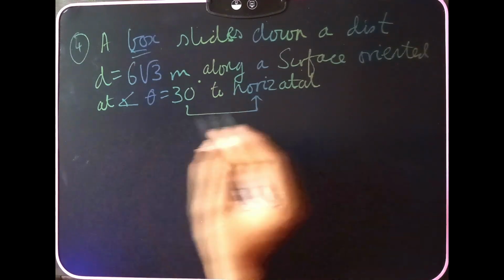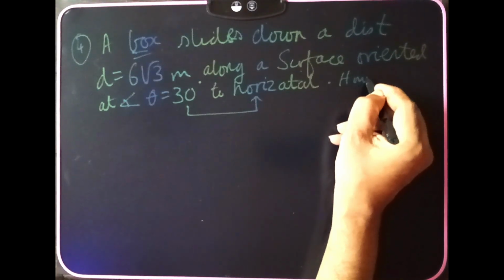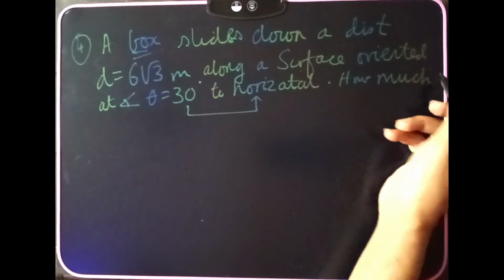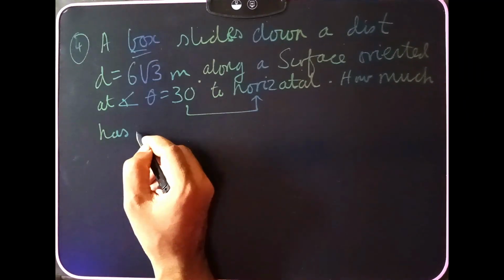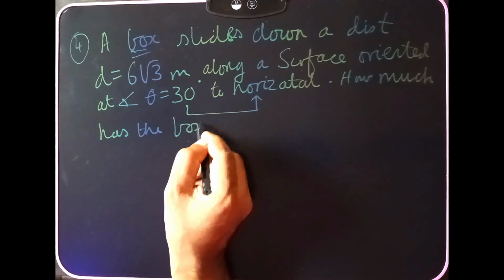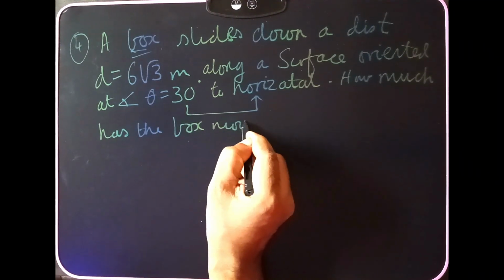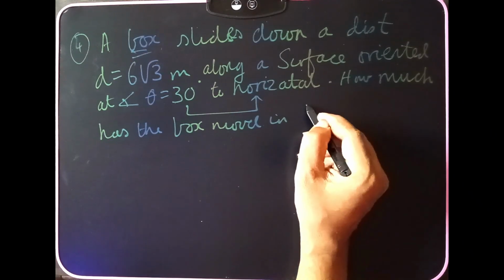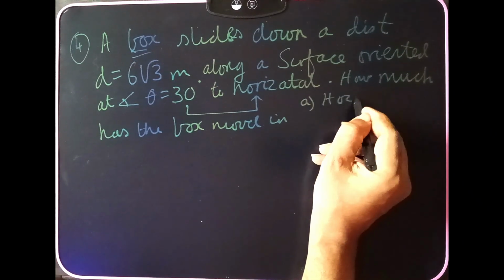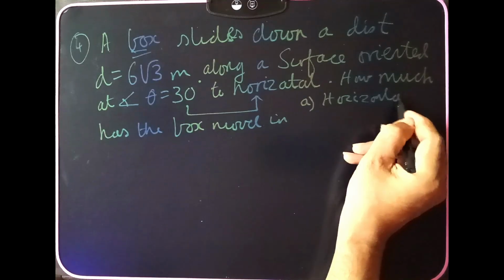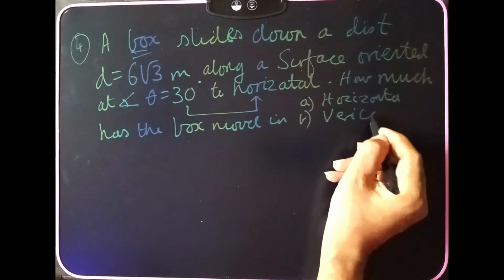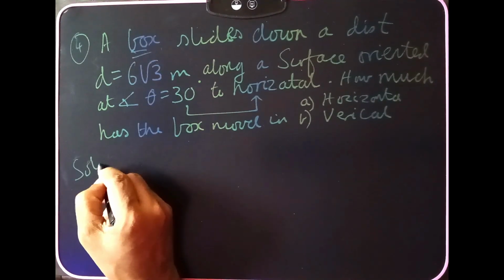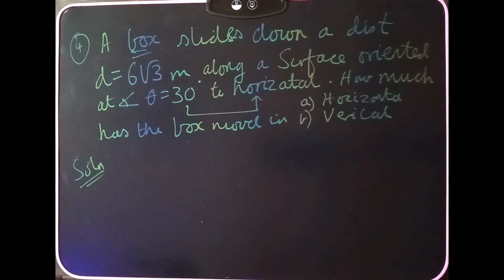What is the question? How much has the box moved in A horizontal and B vertical? So try to solve it before looking into the solution. Pause and try to solve it.